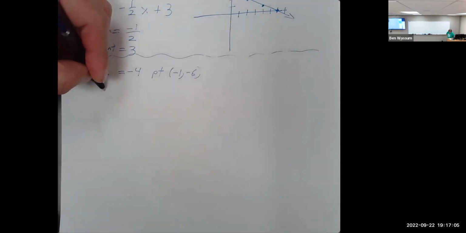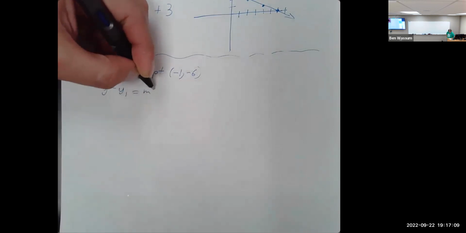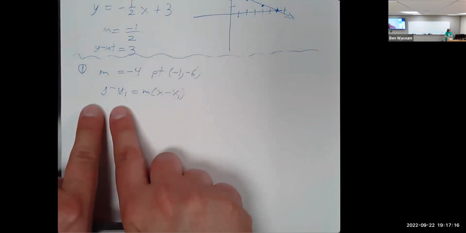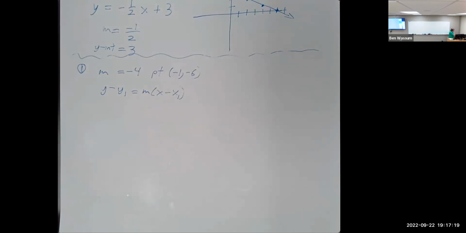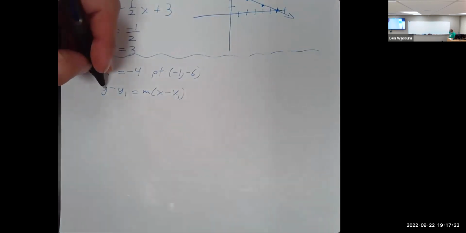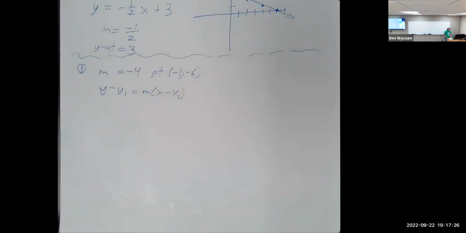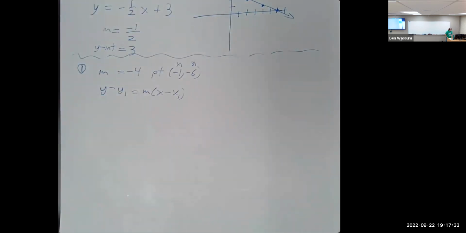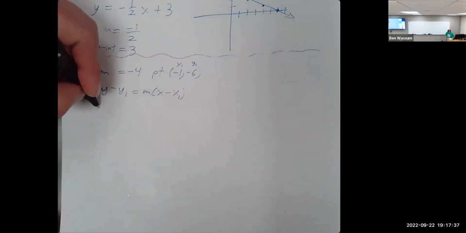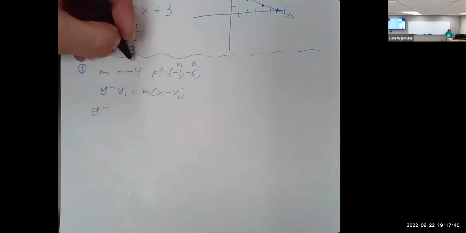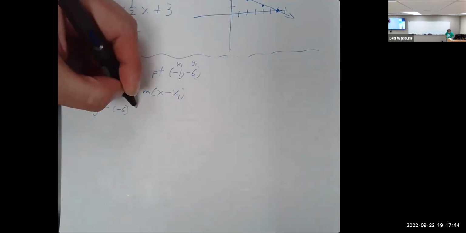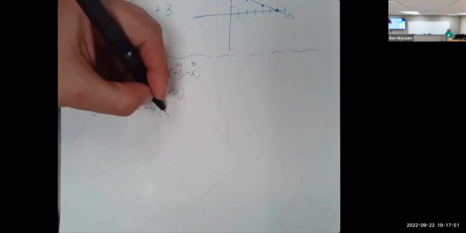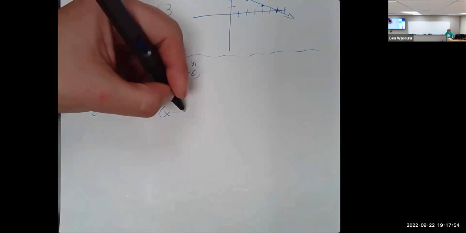Again, we do have that formula: y minus y1 is equal to m times (x minus x1). Because, again, if I divided this over to here, it would be the formula for slope, right? So that's where it comes from. Well, there's our m, there's our x1, and there's our y1. So we're just going to plug these pieces in. We're going to have y minus that y1, which is negative 6, equal to m, which is our negative 4. Start the parentheses. That x stays an x minus our x1, which in this case is a negative 1.